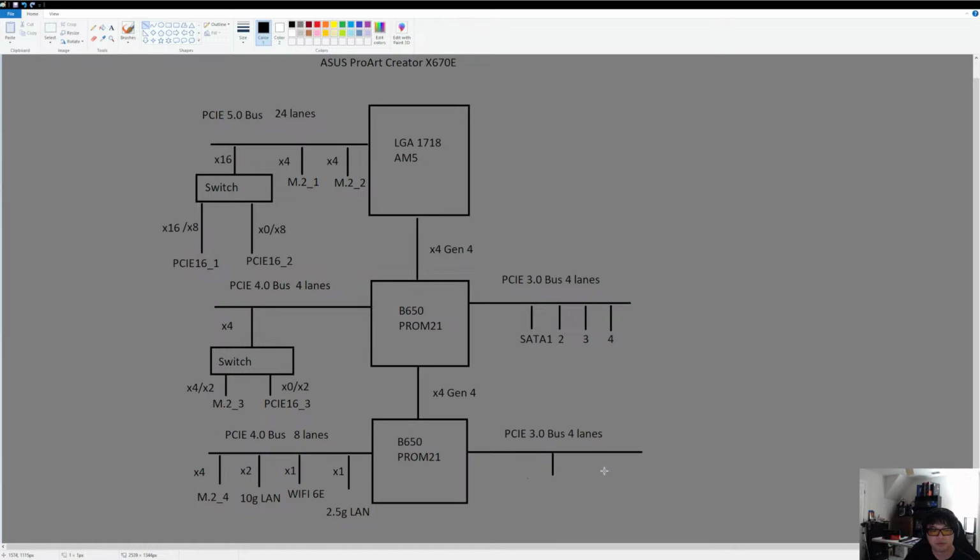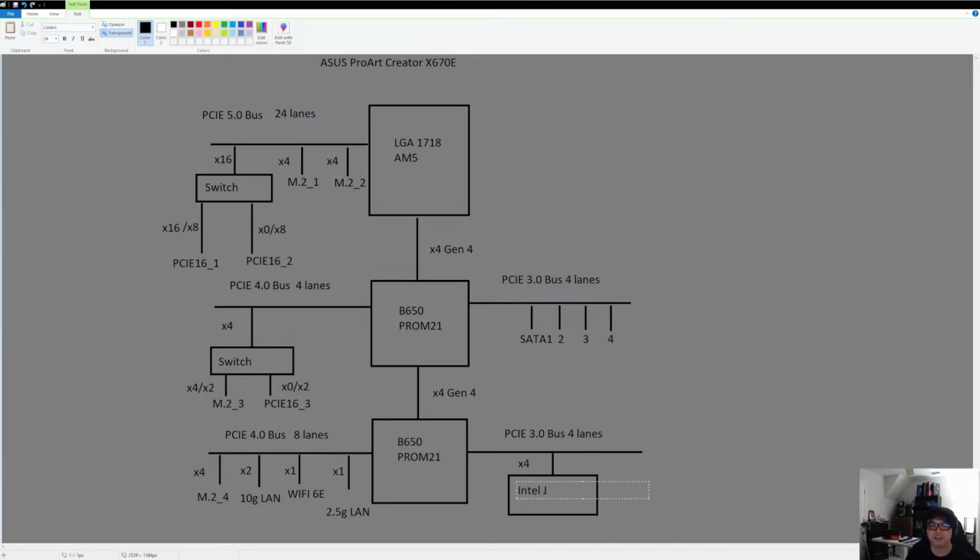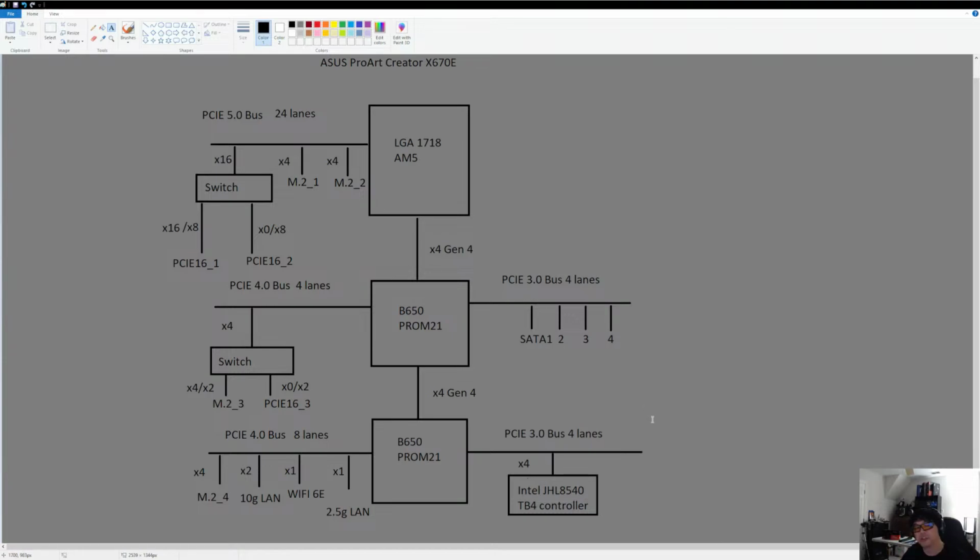So down here, what they've done is they've taken all 4 Gen 3 lanes and they have physically soldered to the board. And people who have watched a lot of my motherboard analysis videos probably know exactly what I'm going to type in here. But they have the Intel JHL 8540 Thunderbolt 4/USB 4 40 gig USB controller. They have this physically soldered, included on the motherboard, which means you do not need to buy a Thunderbolt add-in card for this motherboard. In fact, you can't actually use one with this motherboard.